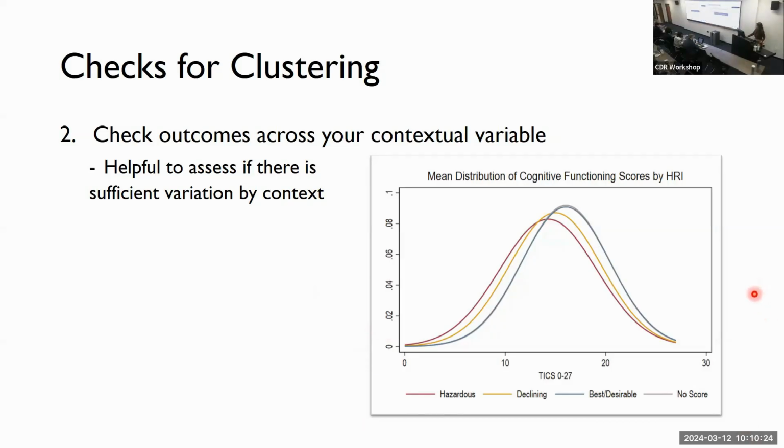And so that's just a quick bivariate check to see, okay, is this contextual variable working in the way that I'm expecting it to work in my models, right?